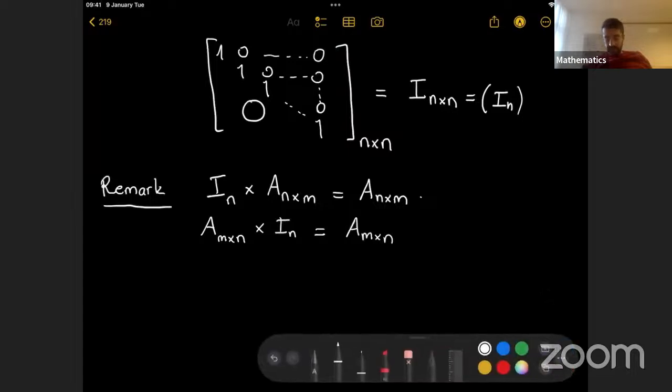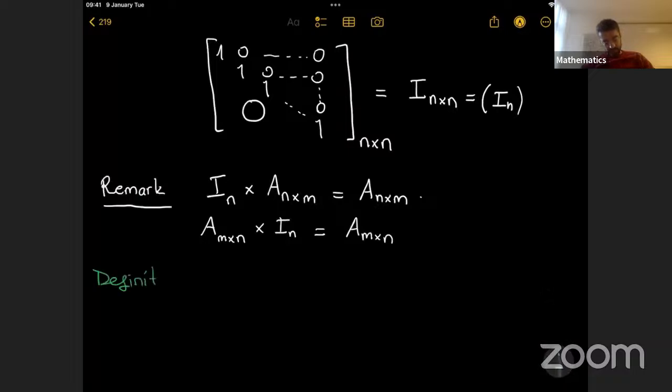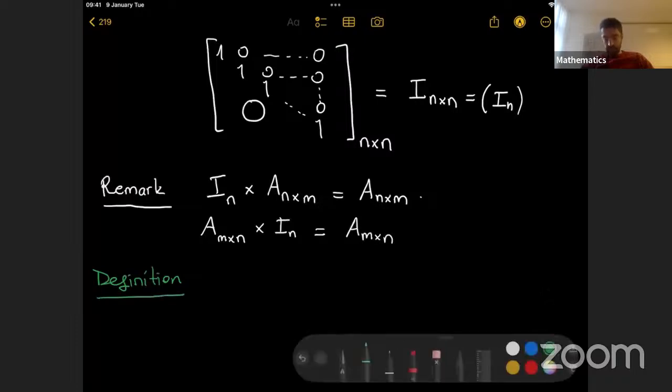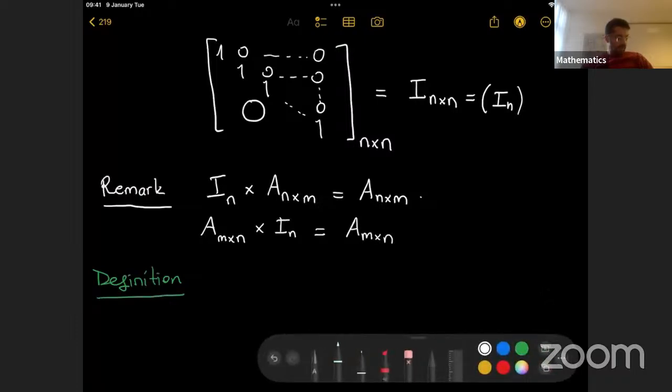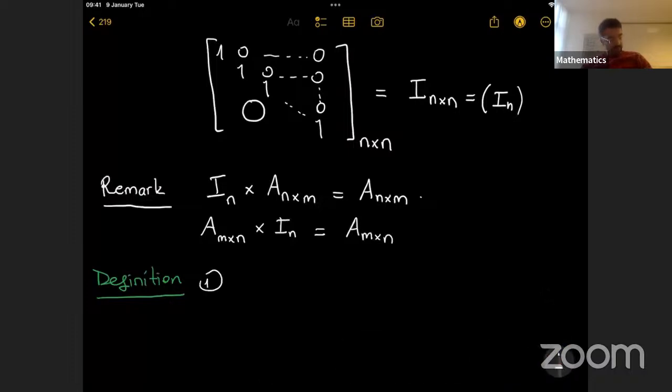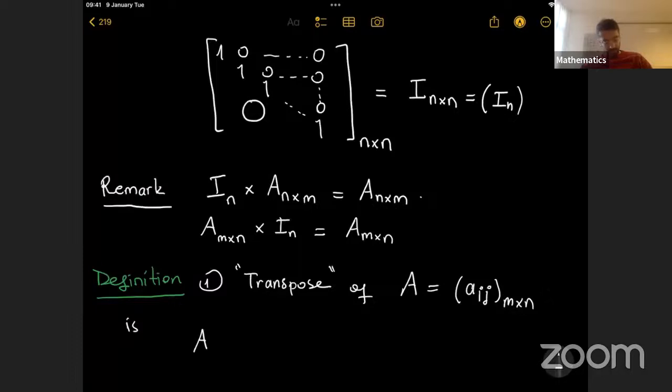Let's also talk about this definition. Let's define the transpose and adjoint, the first one here. The transpose of A, which is given by, let's say, a_ij, m by n, is denoted by the following notation, A^T, T is for transpose.